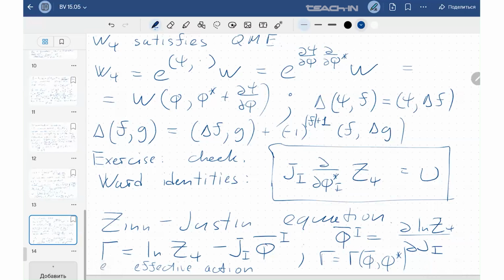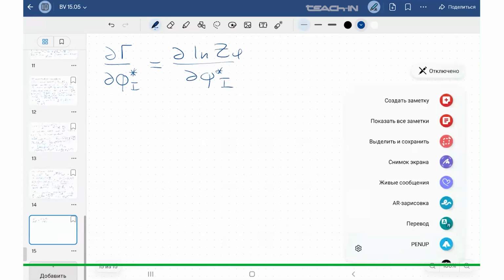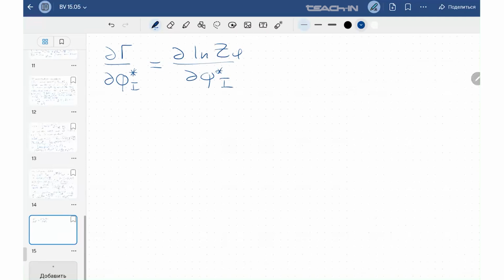Okay, and now we do just a simple computation. We compute dΓ over dφ* is, let's compute this. φ* enters only through, so this is d log Z_ψ over dφ*_I. So this is one thing, and this is a bit more involved, but still simple.